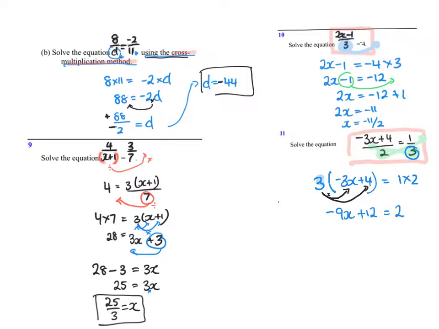So now we're going to keep going like we have been, move this over. So we've got negative 9x equals 2 minus 12, because I'm moving the plus. So I get negative 9x equals negative 10. Then I'm going to go x equals negative 10 divided by negative 9. And because it's a negative, it's actually a positive. So I'm going to change that to positive 10 over 9.